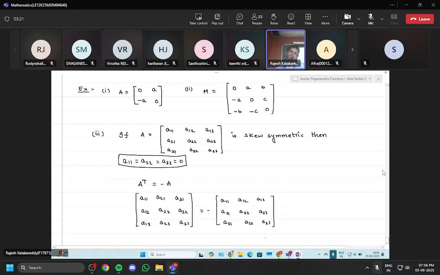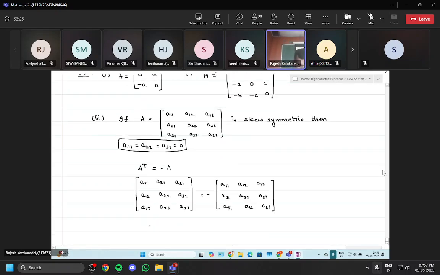So now equality of matrices. First row, first column element should be equal to first row, first column. So A11 should be equal to minus 1 into A11. Please don't forget this minus 1. Scalar multiplication of matrices, you should multiply to everything.